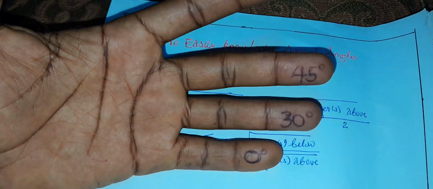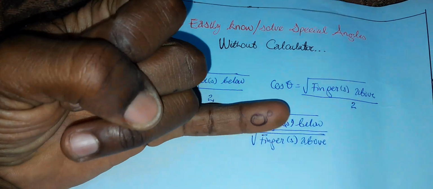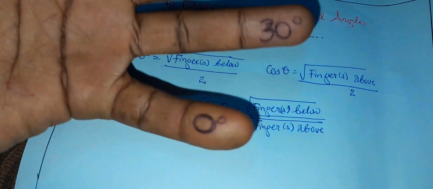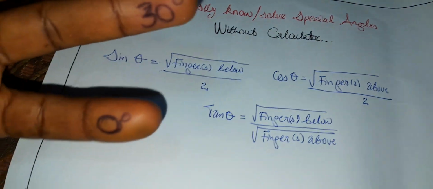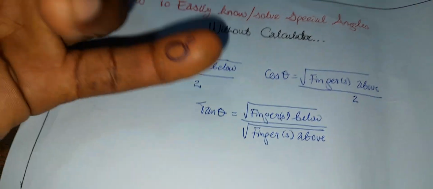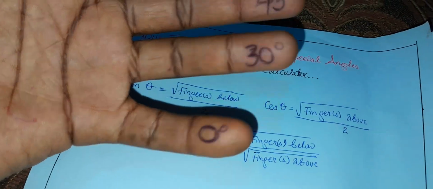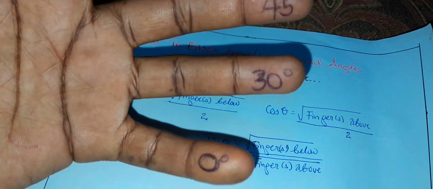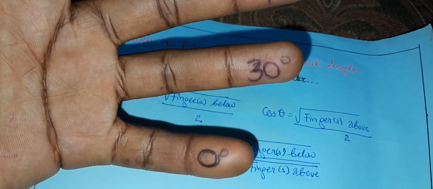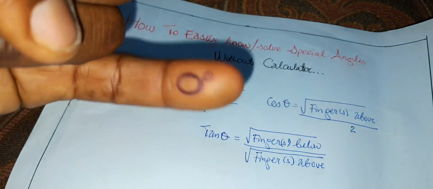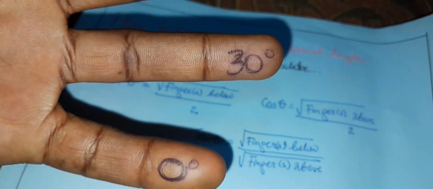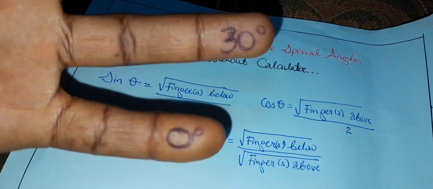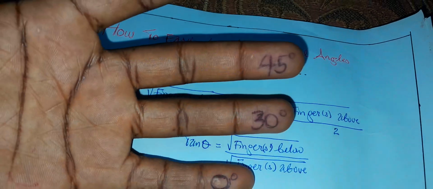Okay, now let's consider what is sine 0. Sine means fingers below over 2. So I'm going to pick 0 degrees. How many fingers are below 0 degrees? Nothing. So it's the square root of 0 over 2 because there is no finger below this. So sine 0 is square root of 0 over 2, which will give us 0.